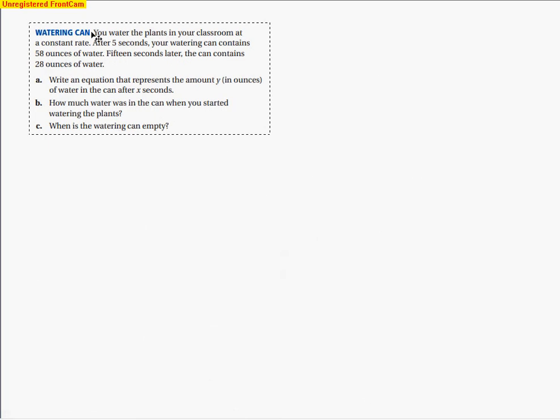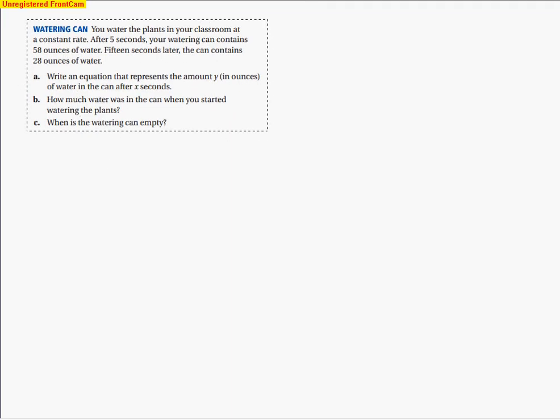And here it says you water your plants in your classroom at a constant rate. So that means we have a slope, and this represents the slope, a constant rate of ounces per second. After 5 seconds, you have 58 ounces of water. I know ounces goes on top because the amount of water is going to be affected by how long we're pouring it for.